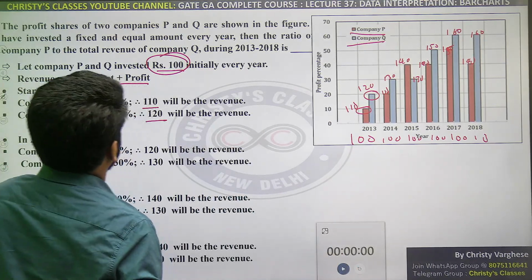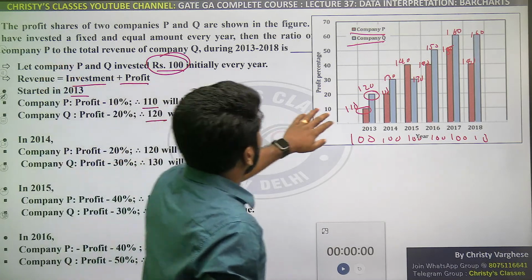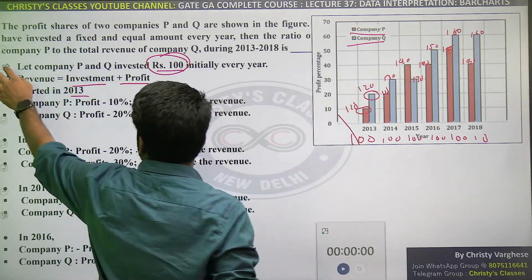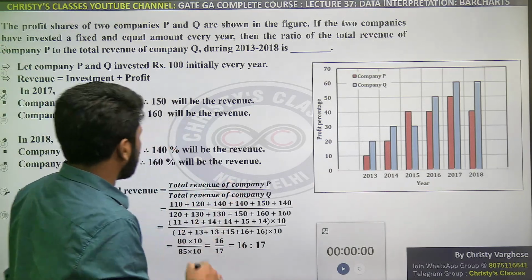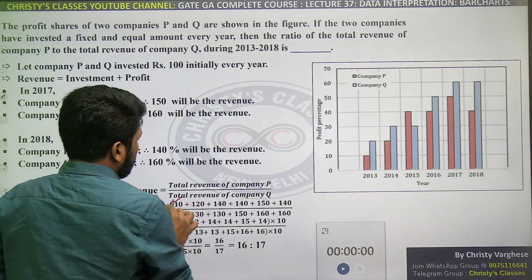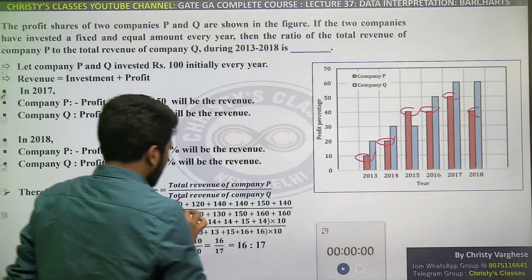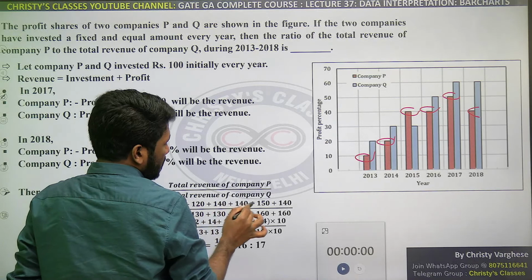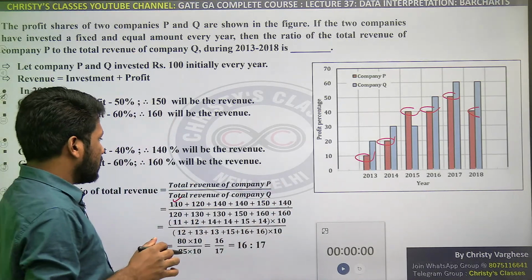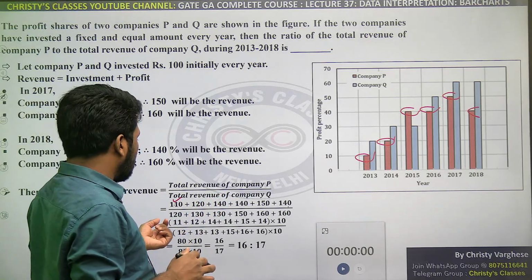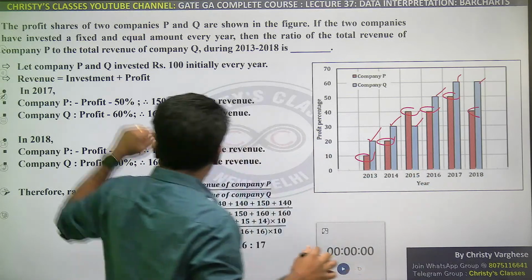Now, what is the question? The ratio of revenue of company P to company Q is asked. Revenue of company P means adding all these values found for P: 110 plus 120 plus 140 plus 140 plus 150 plus 140. That is company P's revenue. Now company Q's revenue: add these values in the same way. That is what is listed here.